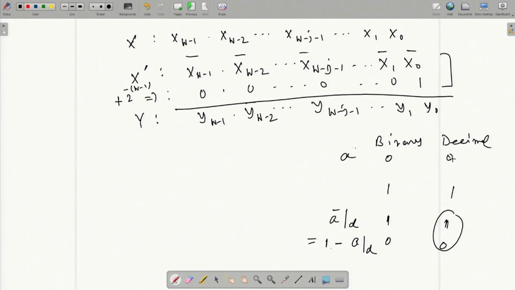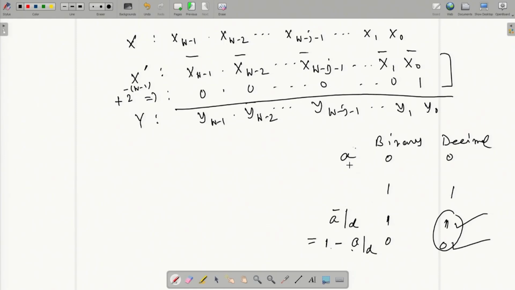If a is binary 0 and therefore decimal 0, a bar is 1 minus 0, which is 1, so satisfied. If a is binary 1 and therefore decimal 1, then a bar by this formula is 1 minus 1, because a in decimal is 1. So, 1 minus 1, which is decimal 0, satisfied. So, in decimal domain, any a bar will be 1 minus a in decimal domain.